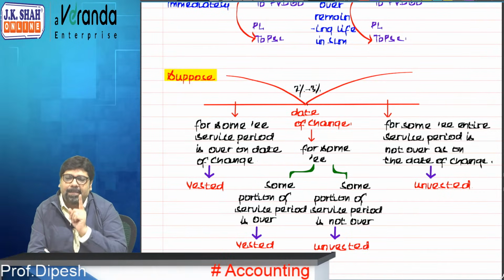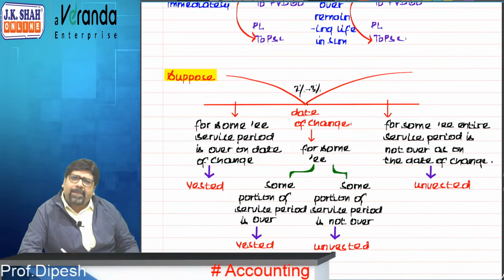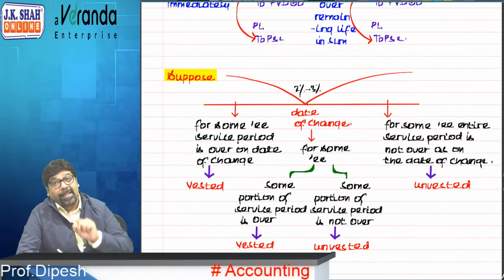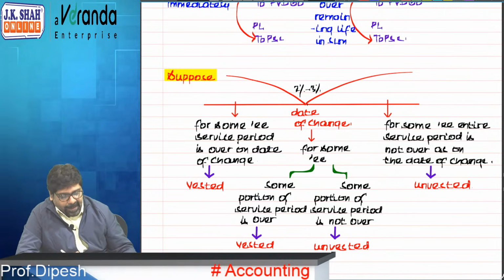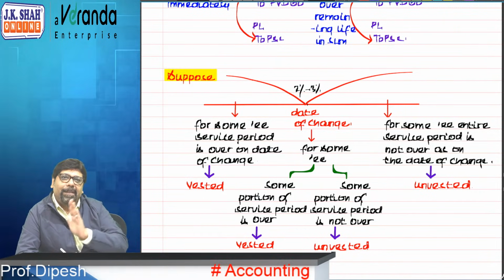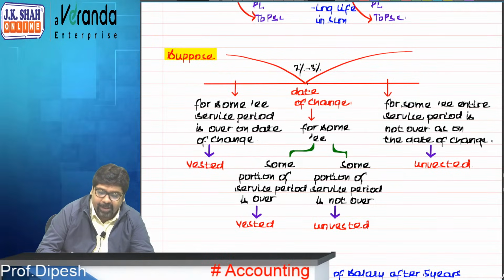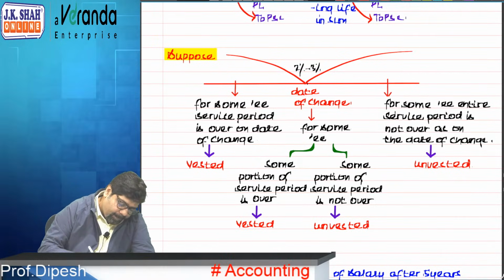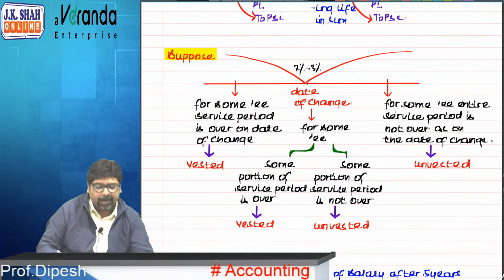Vested means matured. There are some people whose entire 5 years are left. That is unvested gratuity, immature. And there are some employees whose some period is over and some period is yet to be over. For some employees, service period is over on the date of change: vested. For some employees, service period is not over as on the date of change: unvested. For some employees, some is over, some is not over.